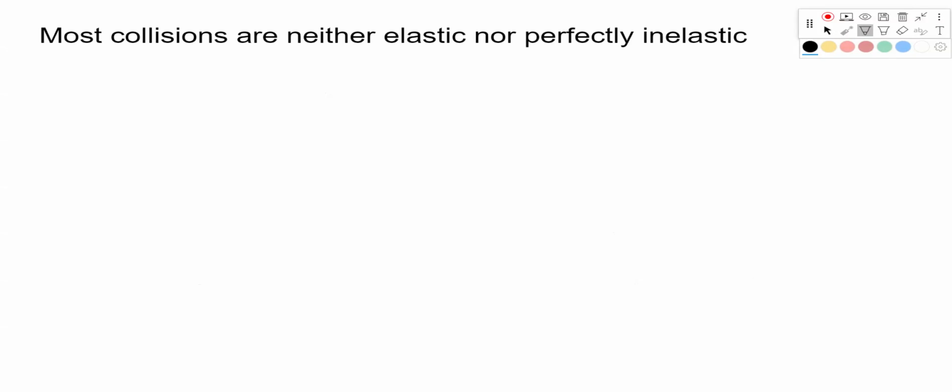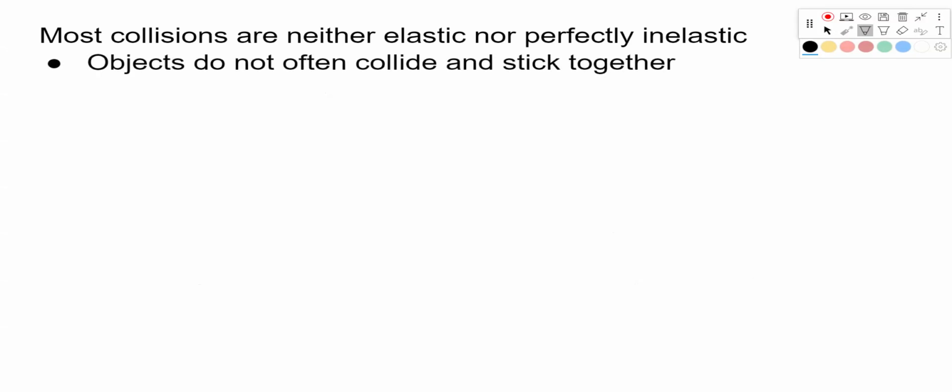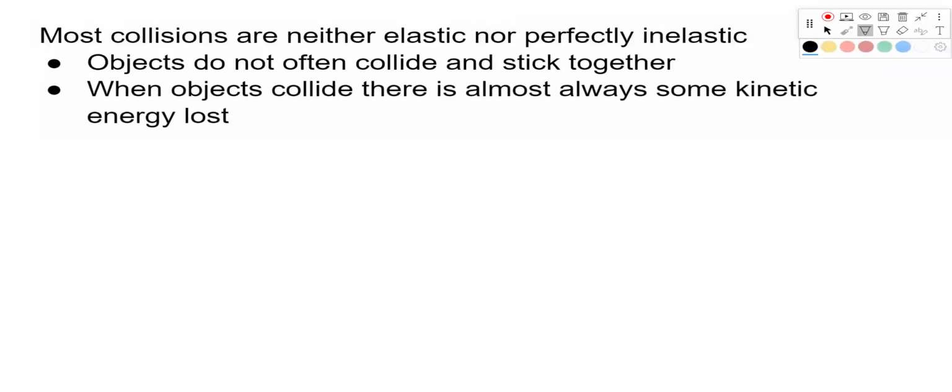We've covered the two ends of the spectrum, but unfortunately, most collisions that we actually run into in everyday life are neither elastic nor perfectly inelastic. They fall somewhere in between. Very frequently, objects collide but they don't stick together, which sounds like an elastic collision. But usually when they collide, there is almost always some kinetic energy lost, which is not true for elastic collisions, but it is true for inelastic collisions.